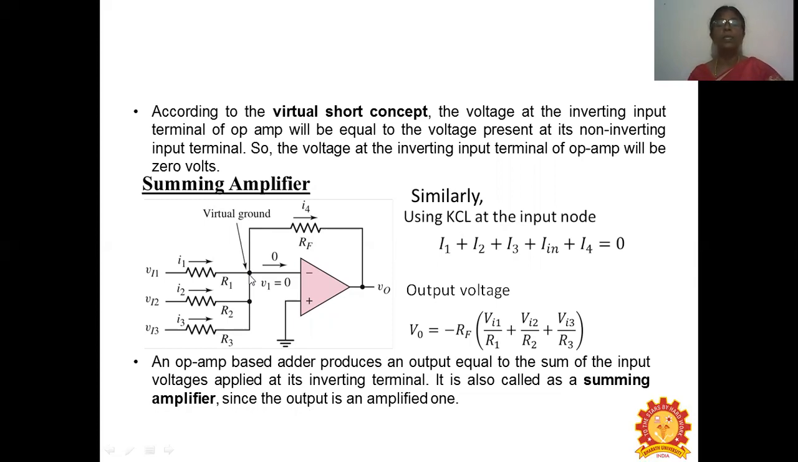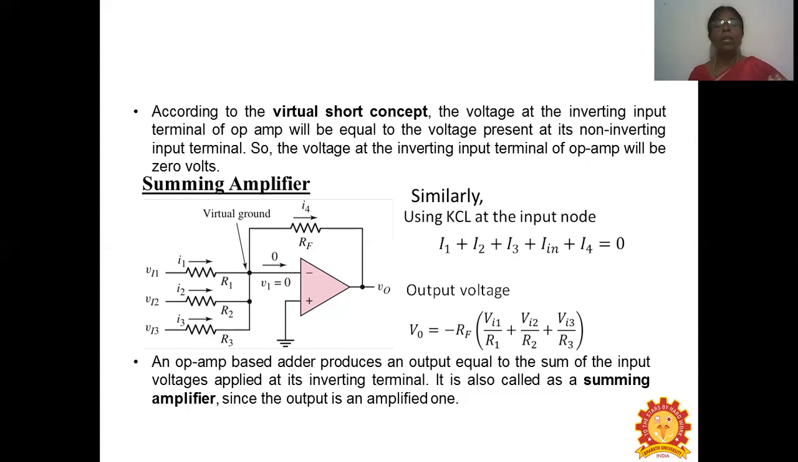So using the Kirchhoff current law at the input node, the current entering that node is I1 plus I2 plus I3 plus I input plus I4, equal to 0. We know that Kirchhoff current law is nothing but the current entering the node being equal to the current leaving from that node. After rearranging, we get I1 plus I2 plus I3 plus I input plus I4 equal to 0. Here I4 is nothing but the current flowing across the feedback resistor.